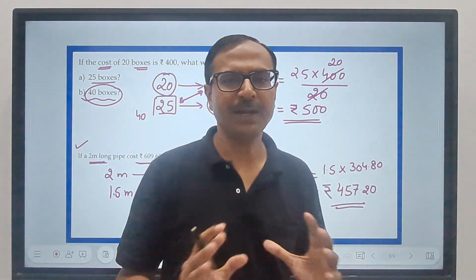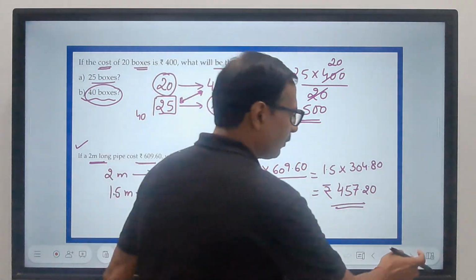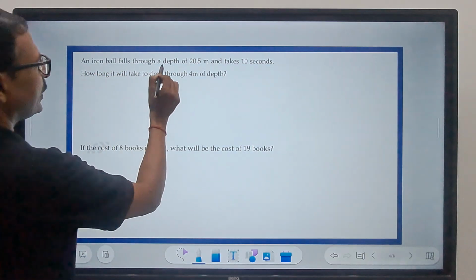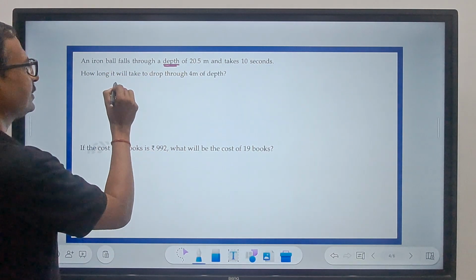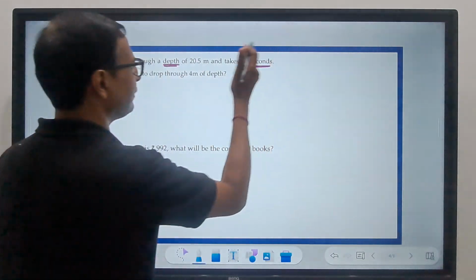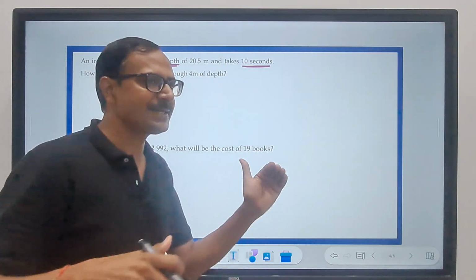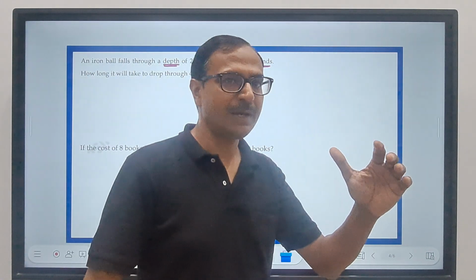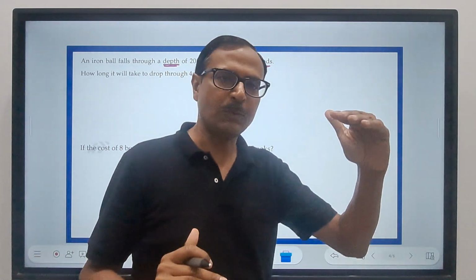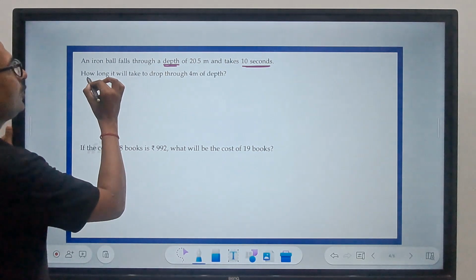Pretty easy. I think now the concept must be crystal clear. Now let's see some more models of questions. So there is an iron ball which falls through a depth. So the quantity is depth and the other one is 10 seconds, so it is a time. It is falling through a depth of 20.5 meters in 10 seconds. So if depth increases, time also increases, and if depth decreases, time also decreases. Direct variation, right?